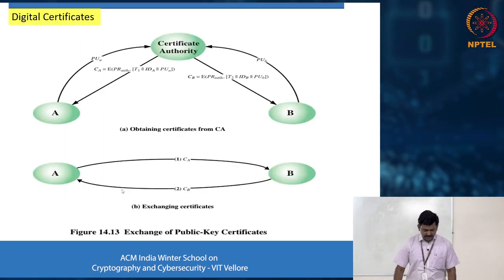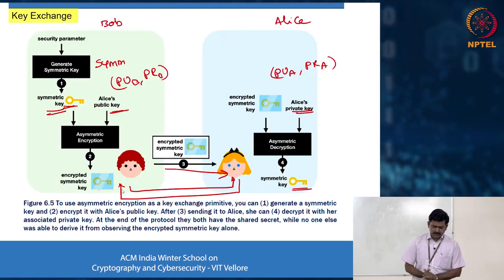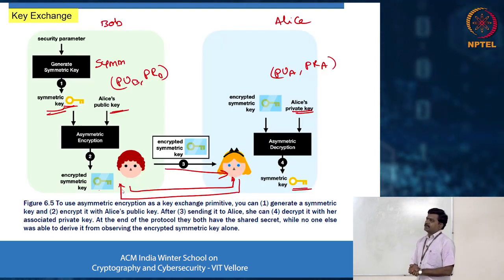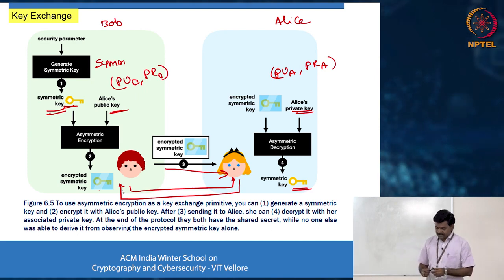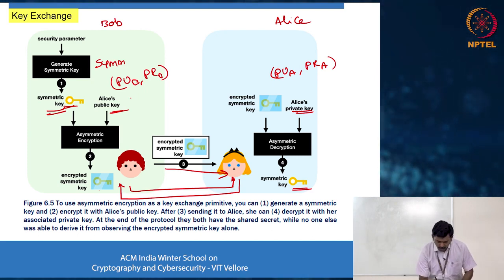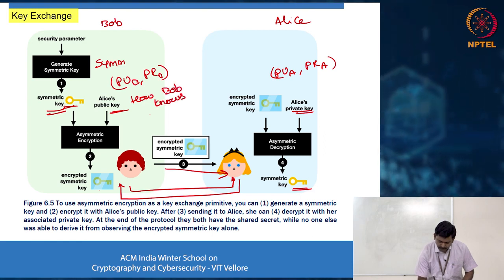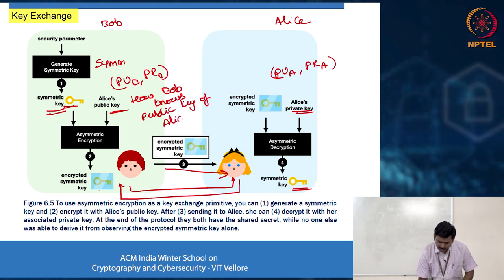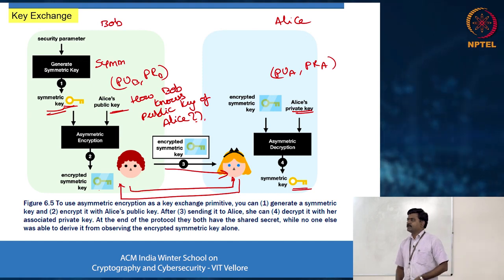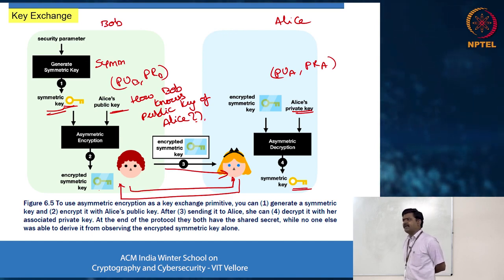Let us go back to this key exchange problem. We said the symmetric key is created by Bob and encrypted with the help of Alice's public key. Now the question is, how does Bob know the public key of Alice? Sir, it is the public key of Alice. It is public. Correct. When it is public, anybody can use it and anybody can tamper with it.